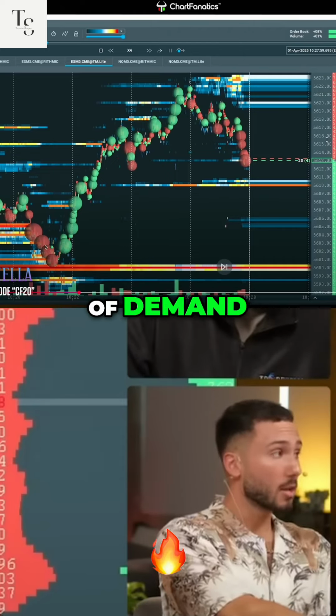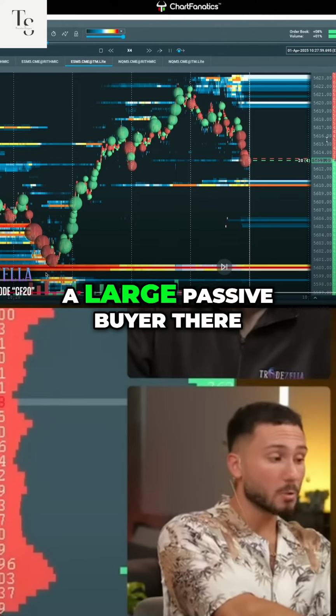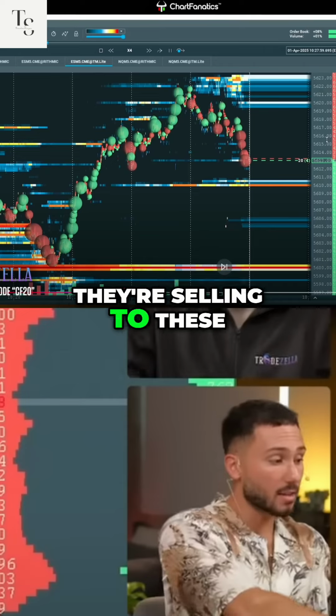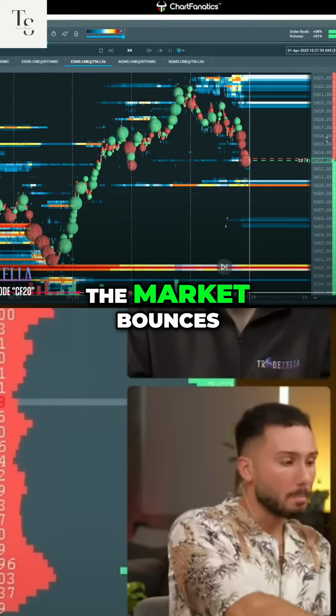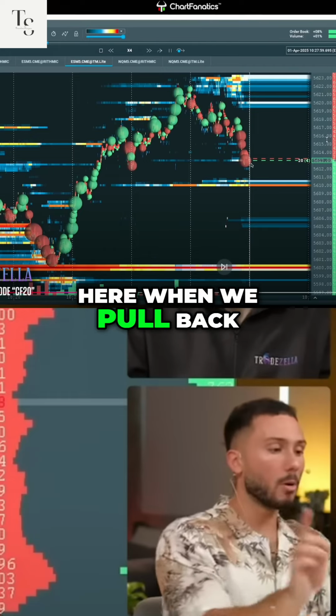Here at the bounce of demand, you could see a lot of red bubbles, or a lot of selling activity. And here you could even see a large passive buyer there. Again, if there's a lot of selling, who are they selling to? They're selling to these passive buyers sitting there at the level of demand. The market bounces, forms this level of low volume, and watch what happens here when we pull back.